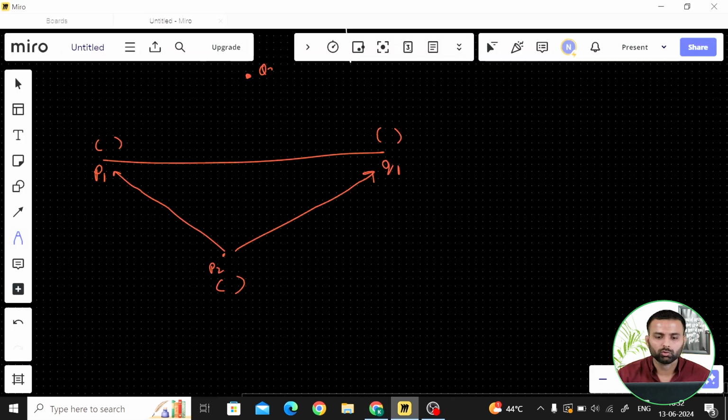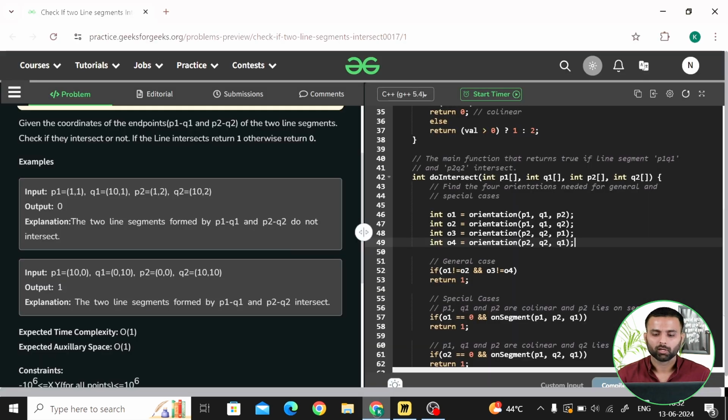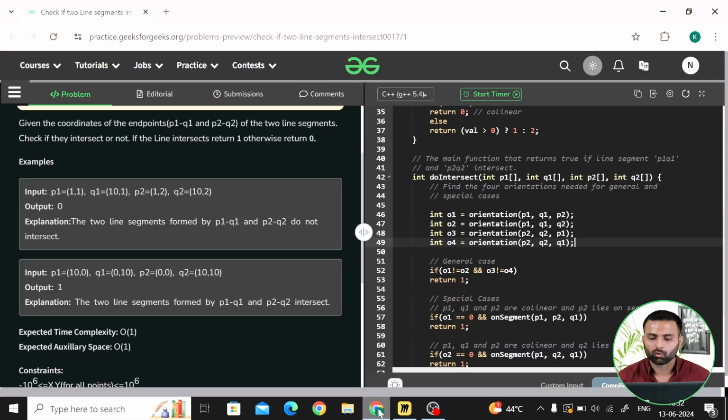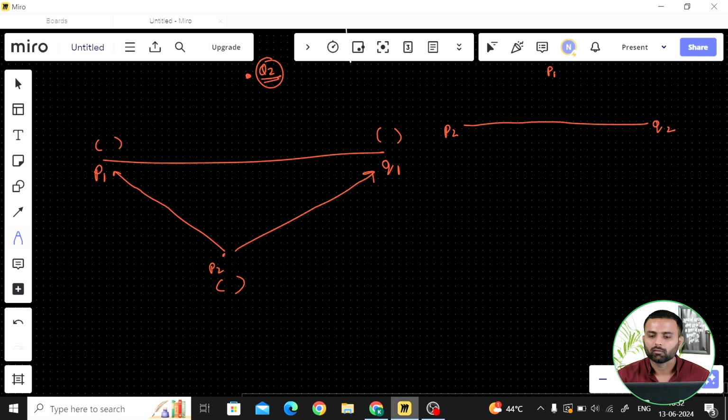Let's suppose it's the Q2 part. With respect to this line, I'm asking for the Q2 part, right? Now after that we have this line, which is P2 and Q2. With respect to this, what I'm asking is P1. I'm just checking the orientation with respect to P2, Q2 for P1.